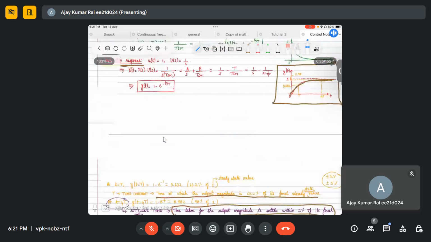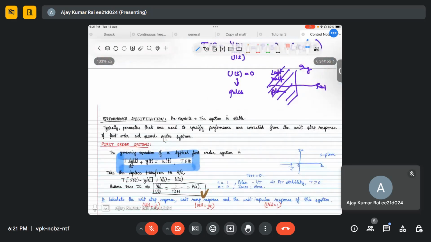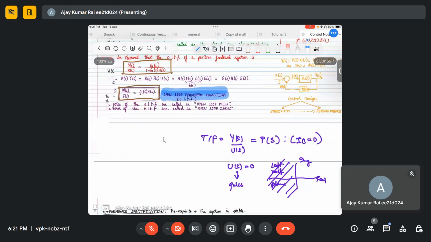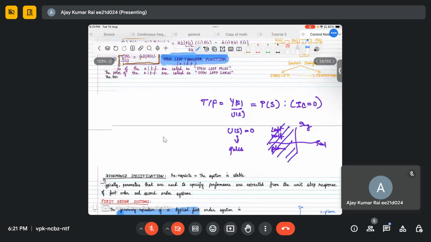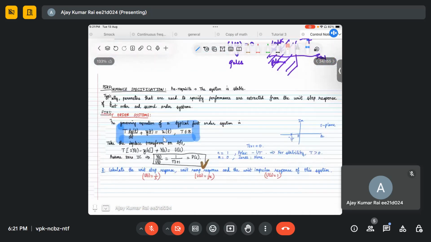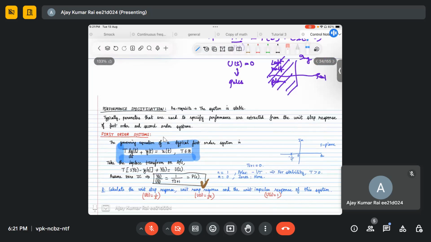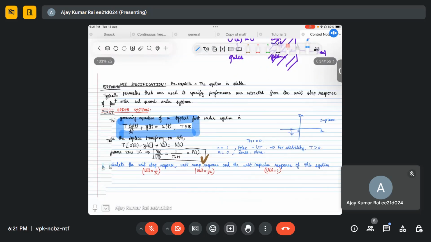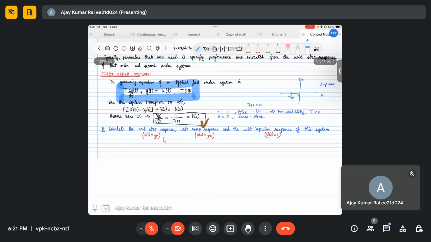So any doubt in the theory part, then I will go to the numericals. Any doubt? So it was very simple. Okay, we have just seen what is the effect of zero on the plant transfer function, and about the closed loop system.